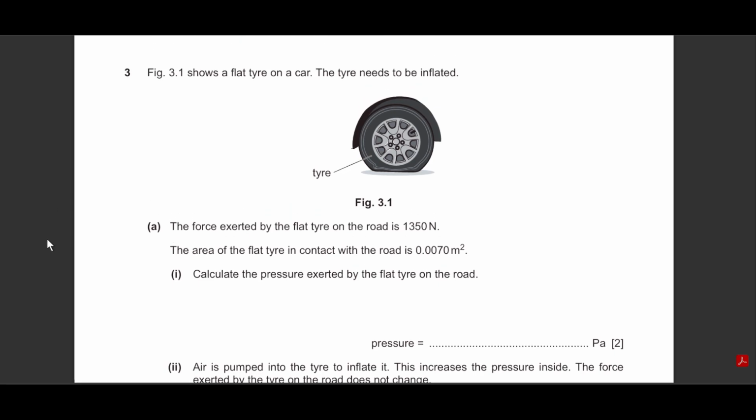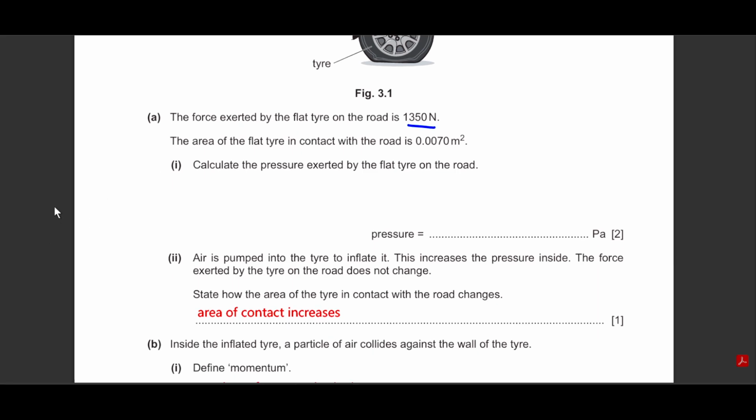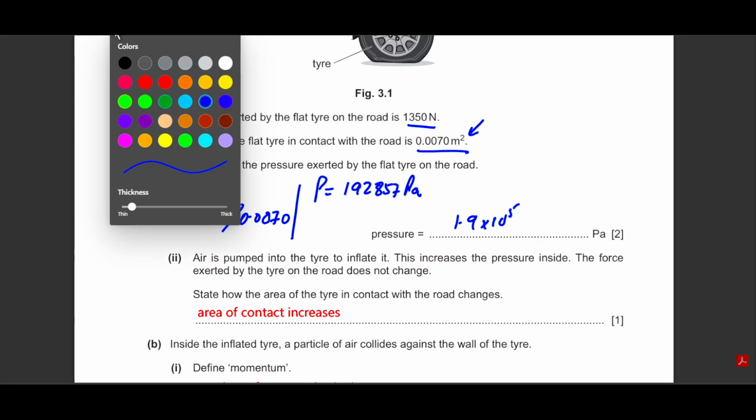Question number 3 is about pressure. Tire inflated. The force exerted on the flat tire is 1350. Calculate the pressure exerted by the flat tire on the road. So pressure formula is force over area. Force is 1350 divided by area, which is given to you already in meter squared. So this will be 0.0070. The answer for pressure comes out as 192857 pascals, which is going to become 1.9 times 10 raised to the power 5 pascals up to two significant figures.